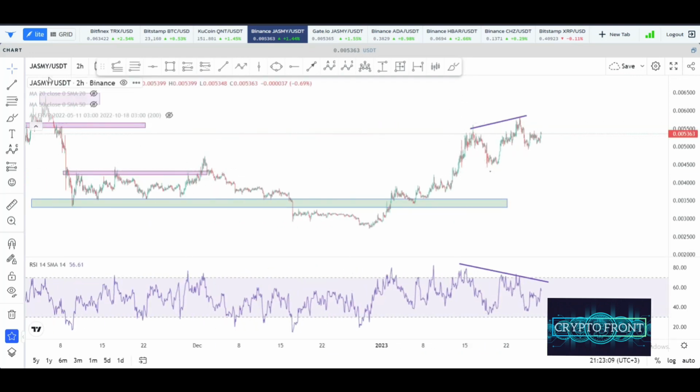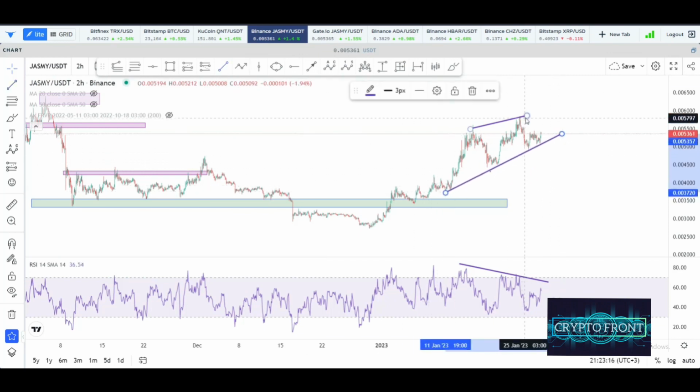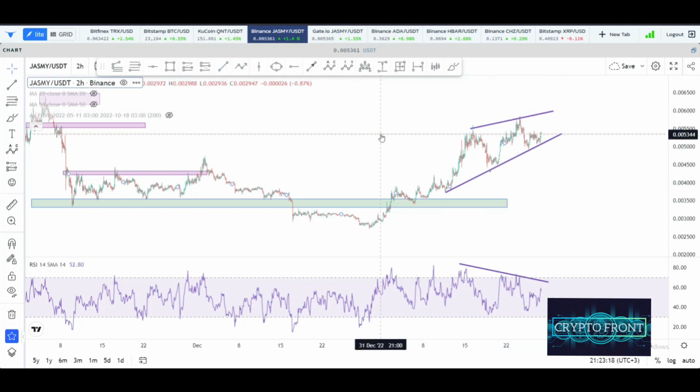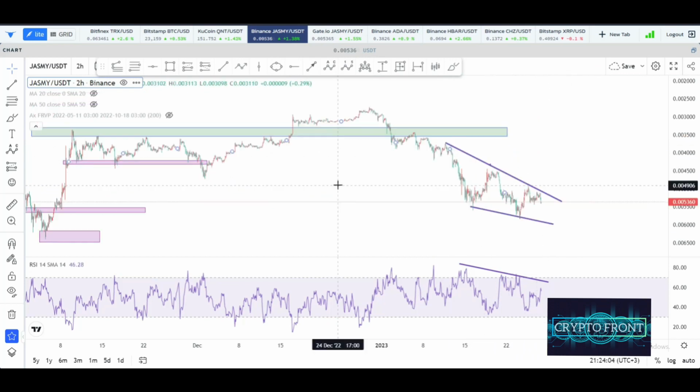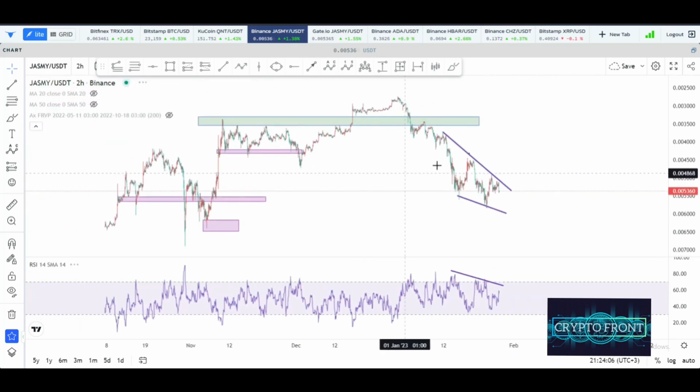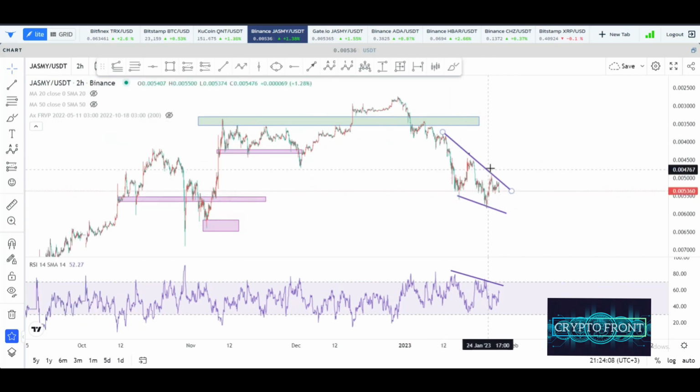So on a 2-hourly time frame right here, we could say that we are forming something like a rising wedge here. Not really clear on the top right there, but if we could go ahead and clear our biases, we'll flip this chart so that we can see things from a different side, right? So I've flipped the chart, and you can see that we have this falling wedge right here. In this case, it would have been bullish, and you'd be expecting a breakout to the upside.